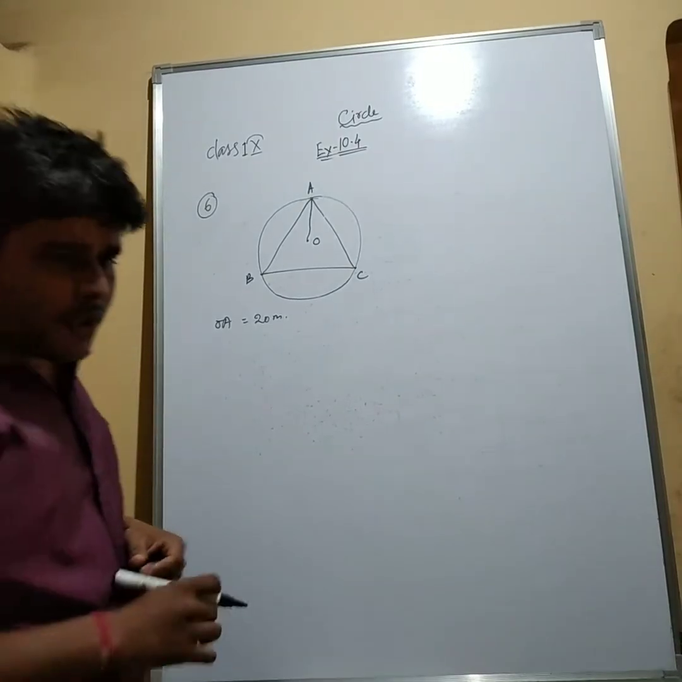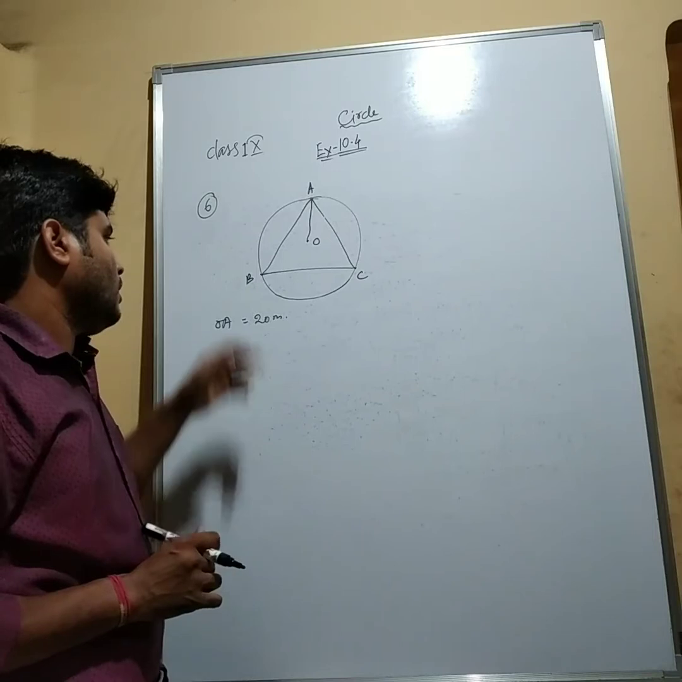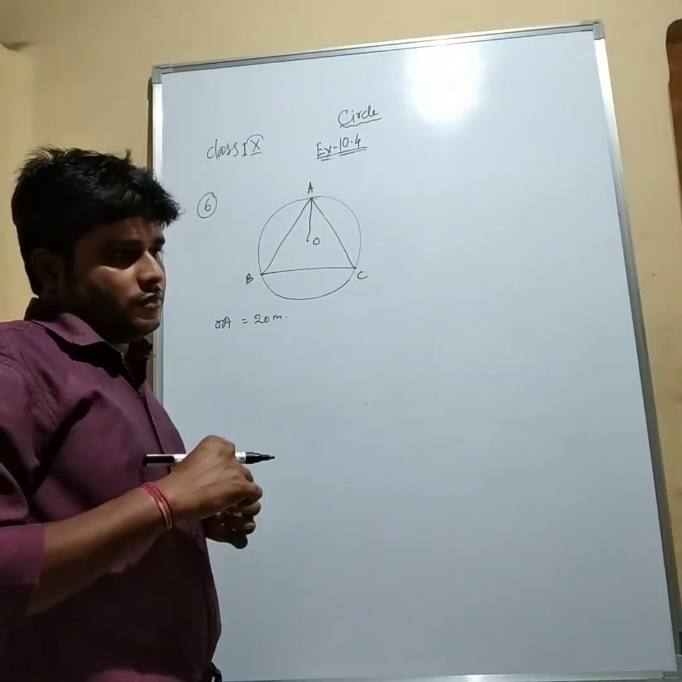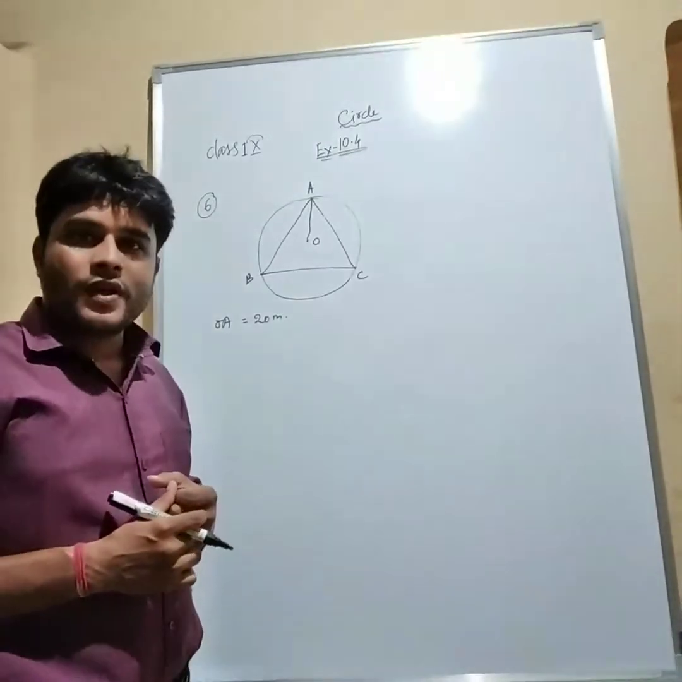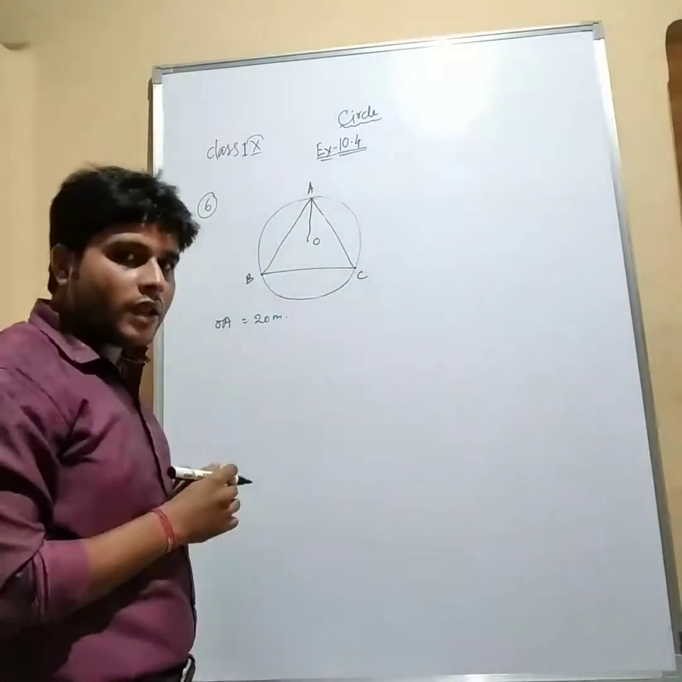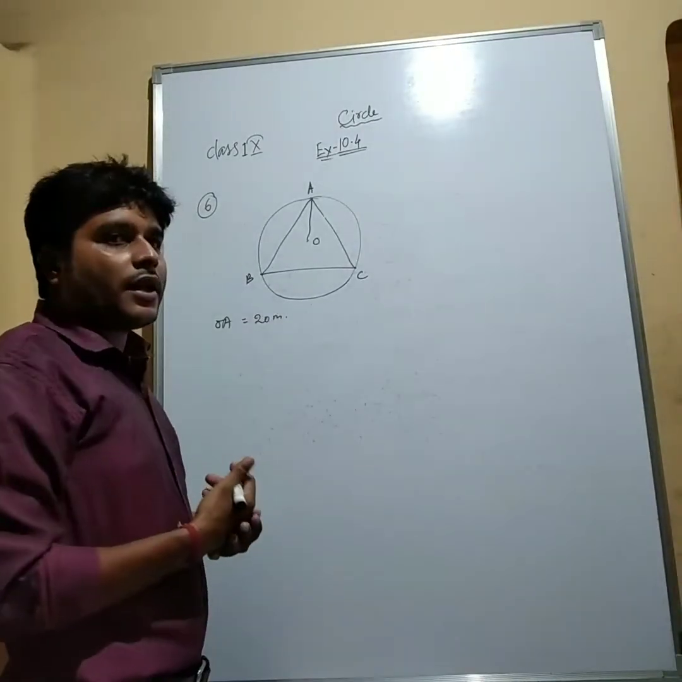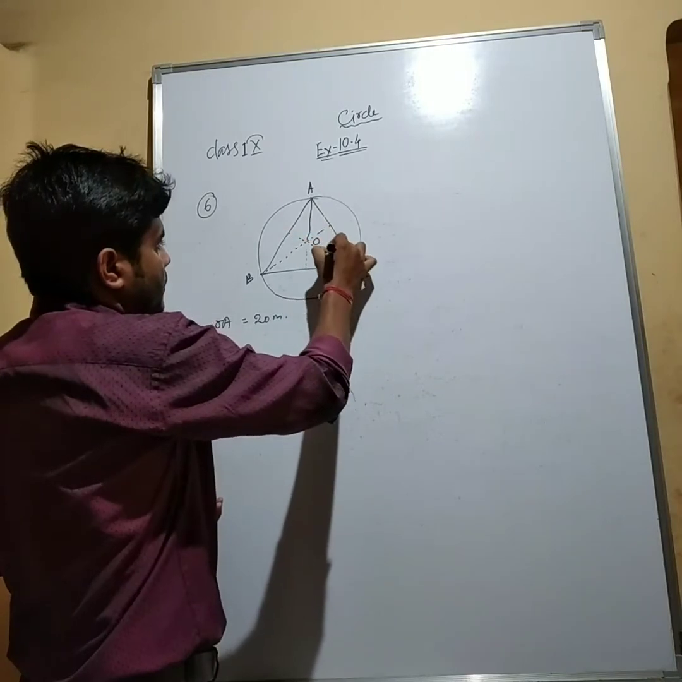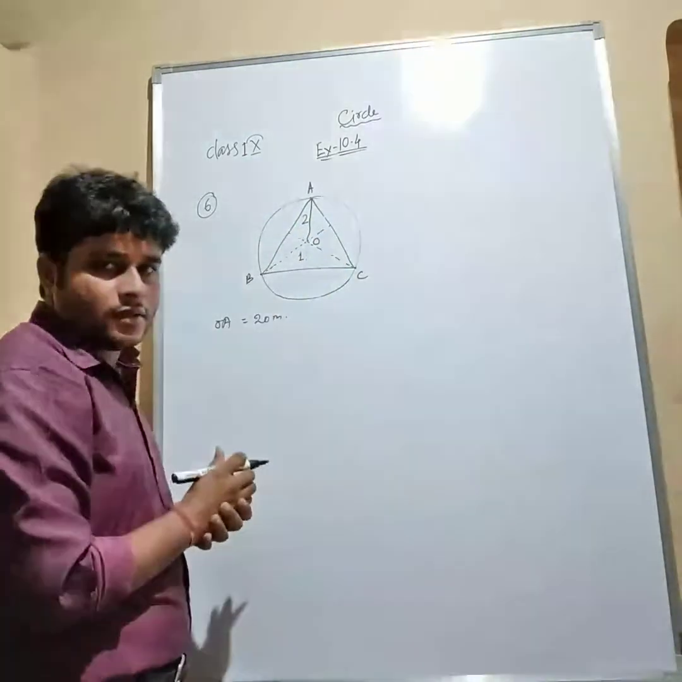To solve this problem, one important concept is required. For any triangle, if you draw a line through a vertex and the midpoint of the opposite side, that means the median, all the medians intersect at a point, and the ratio is 2:1. So if I draw this side and that side also, all these three medians will intersect at O. This point is called the centroid of this triangle. The ratio 2:1 means this part would be 2 and this part will be 1.